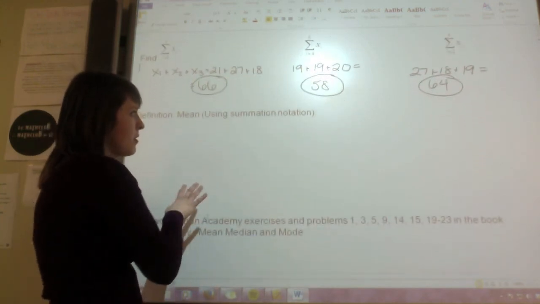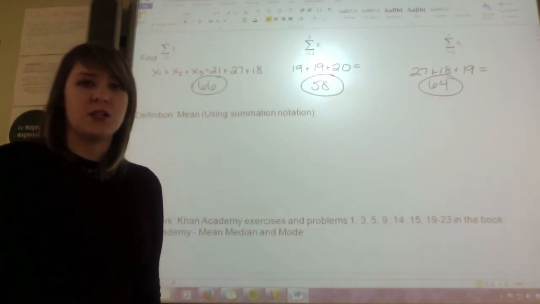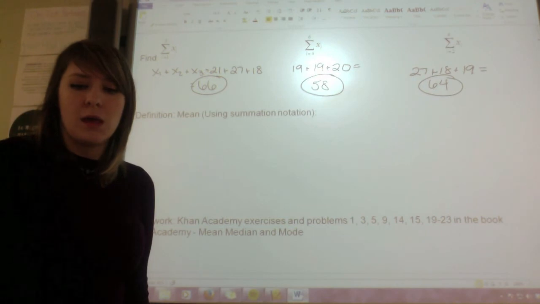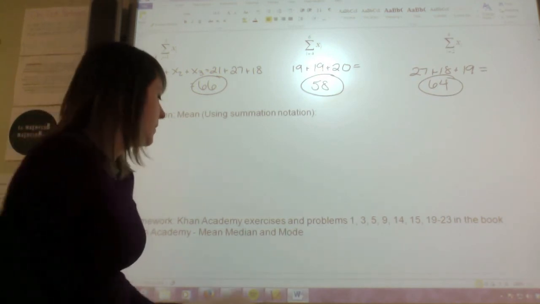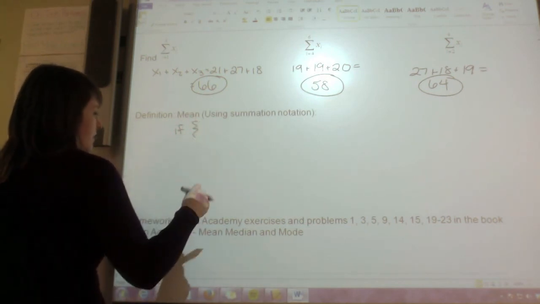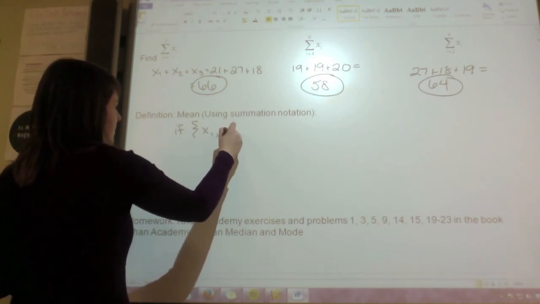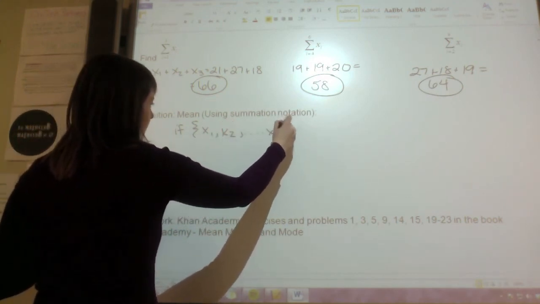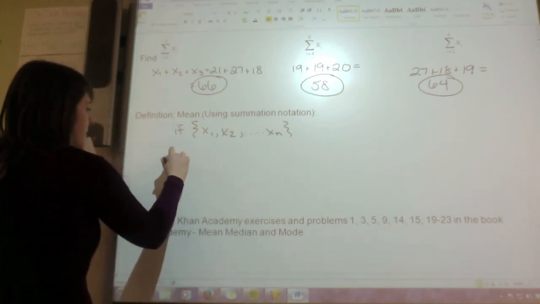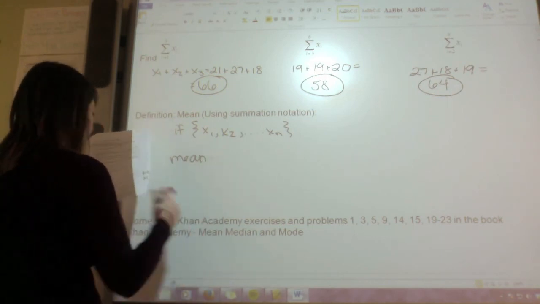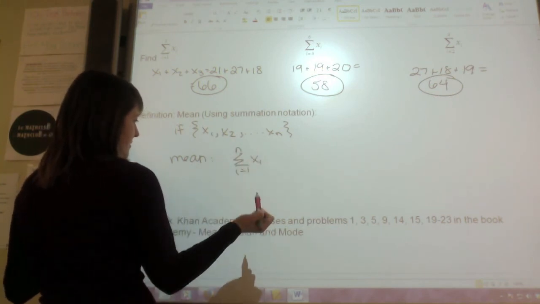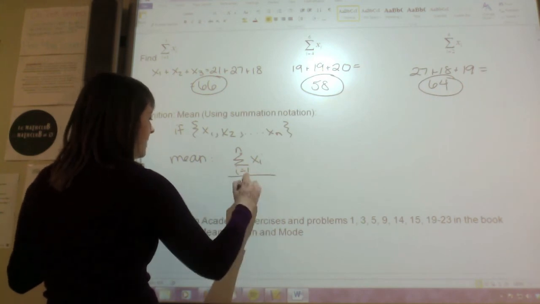Okay, we can also talk about mean in terms of summation notation. So I can talk about the definition of a mean in terms of my sigma. The definition is actually written in your book, but I'm just going to write it up here instead. So if you have a data set with x sub 1, x sub 2, all the way up to x sub n, then we can say that the mean is the sum from i equals 1 to n of your x sub i values divided by n.